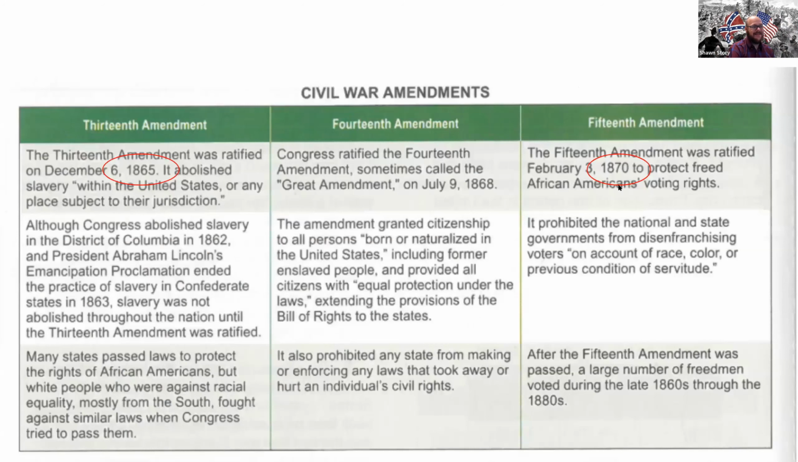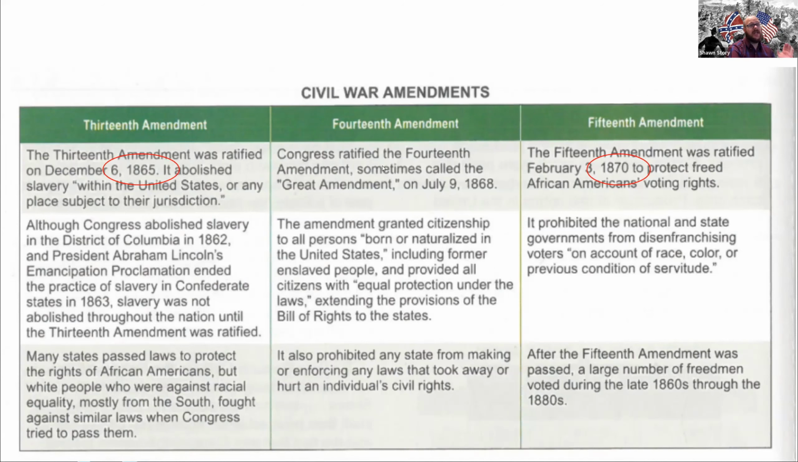1865 to 1870, how many years did that take? That's 5 years after the Civil War to pass these amendments. It was a very slow process to get Congress to make these movements. Change takes a very long time. And we even see that over the next 100 years, that change still takes time. They're moving in that direction towards equality and equity, but it takes a lot of time.